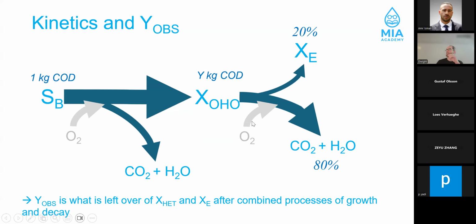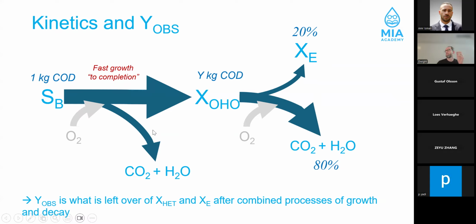And in the process, they also generate a little bit of what one colleague of mine would call bug bones. I don't really like that expression, but the actual technical term for it is X_E, with E subscript for endogenous residue. So a little bit of endogenous residue that doesn't biodegrade, according to a ratio of 80% to 20%. So is this still a static model, or have we introduced kinetics?